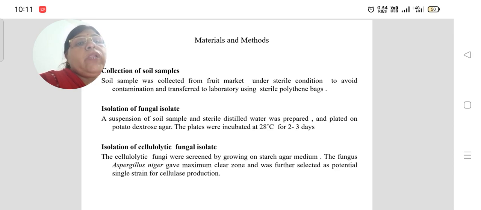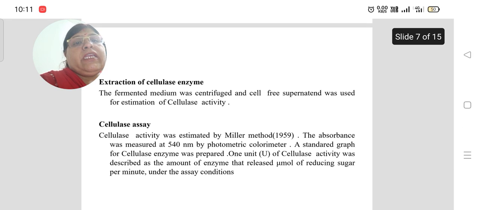Isolation of cellulolytic fungal isolate. The cellulolytic fungal isolates were screened by growing on starch agar medium. The fungus Aspergillus niger gave the maximum clear zone and was further selected as a potential strain for cellulase production.